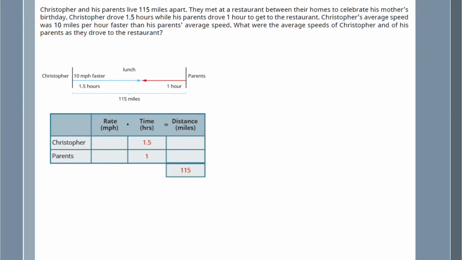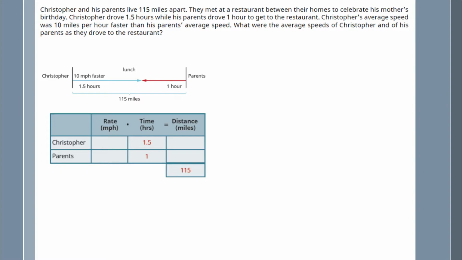So again, we set up a little picture here with Christopher on one side, his parents on the other, and then they're going to meet in the middle for lunch. So remember, they're 115 miles apart, so there's that part of the story. He starts over here, drives toward them. They start over there, drive toward him. Of course, he has to go a little bit further, and he's going a little bit faster.